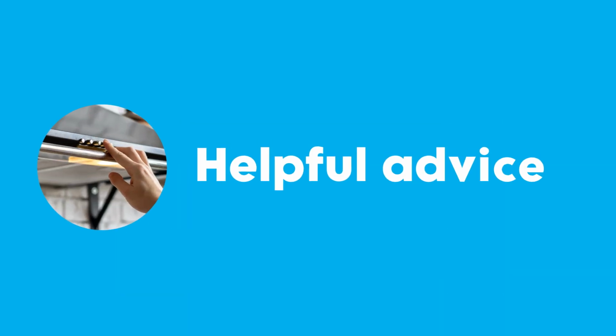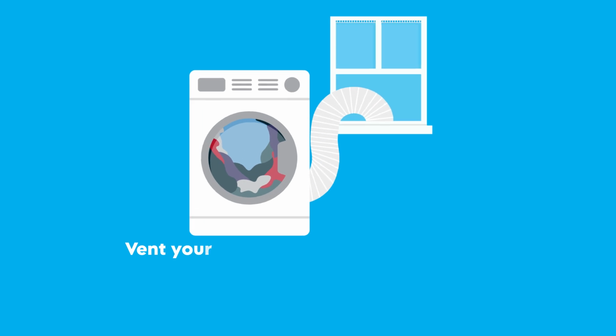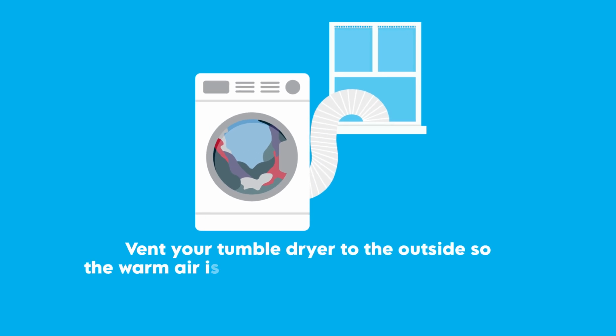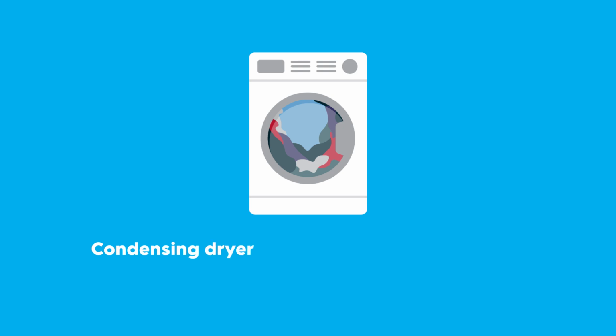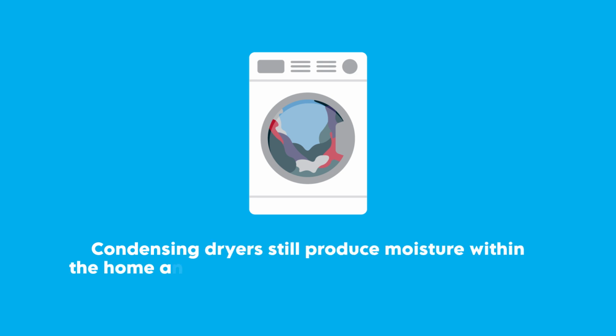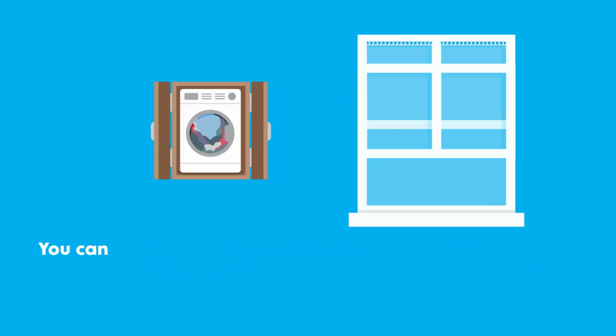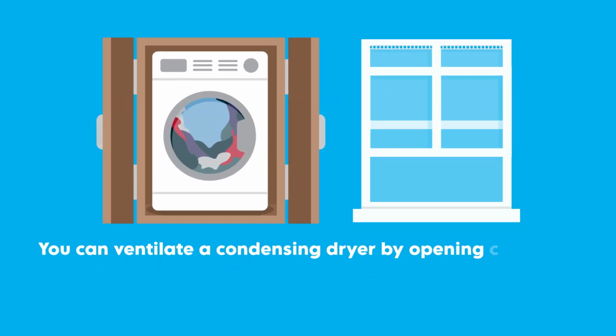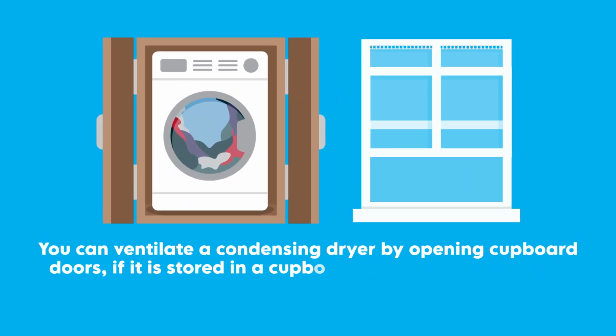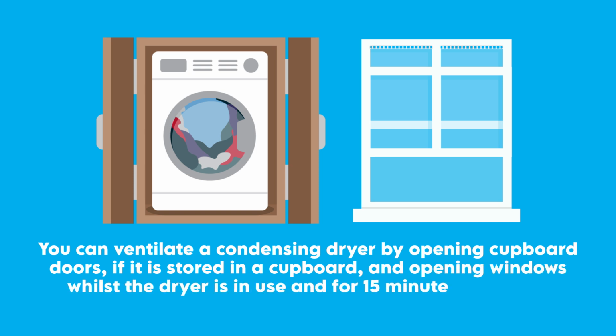Helpful advice: vent your tumble dryer to the outside so that warm air isn't being released into your home. Condensing dryers still produce moisture within the home and are a common cause of condensation. You can ventilate a condensing dryer by opening cupboard doors if it is stored in a cupboard, and opening windows whilst the dryer is in use and for 15 minutes after use.